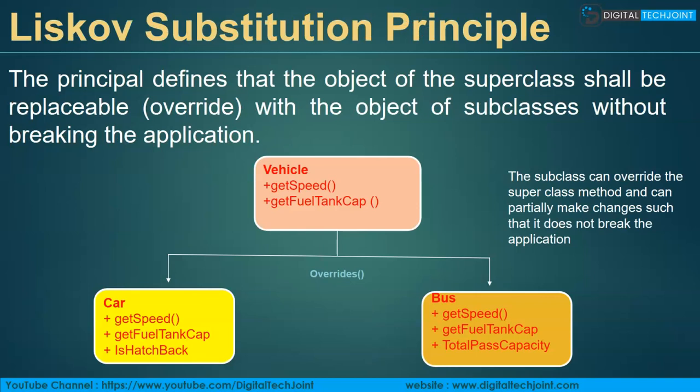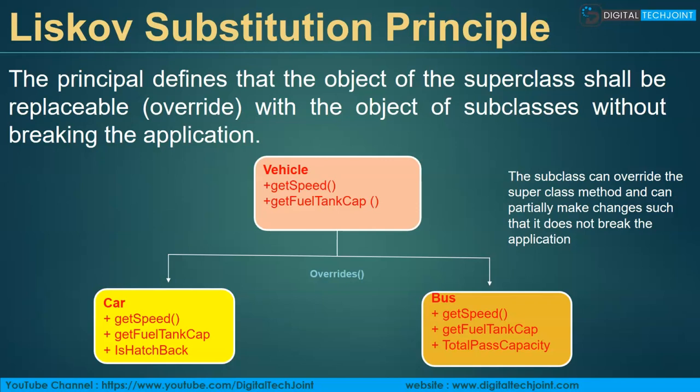Now let's go to the Liskov Substitution Principle. It is similar to the open closed principle, but with an added advantage. The principle defines that an object of the superclass, that is a base class, shall be replaceable, that is overridden, with an object of the subclass without breaking the application. Very simple. Here we have a superclass called Vehicle, and this superclass has two methods called getSpeed and getFuelTankCapacity.